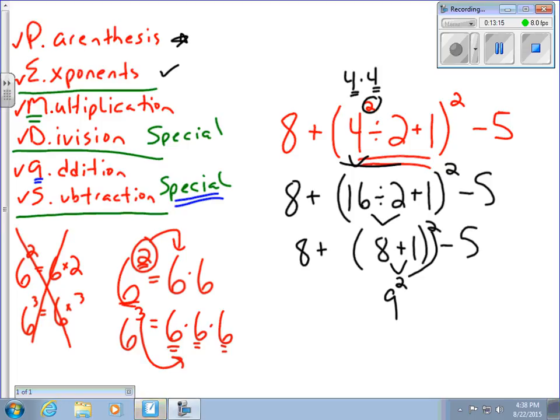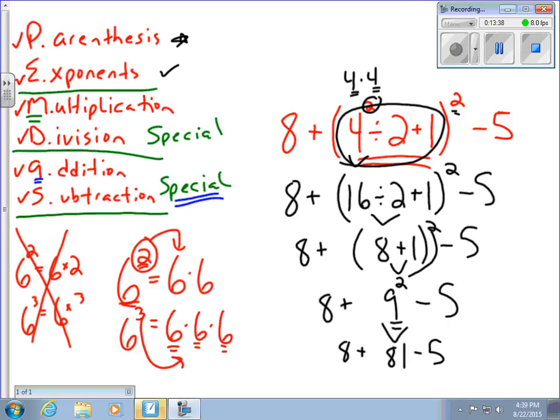So whatever value this came out to be, that was to the second power right here, which I did right here. So I have 8 plus 9 to the second power minus 5. I am all done with parentheses. Now I move on to exponents, and I do have 9 to the second power, which is 9 times 9, which is 81. 8 plus 81 minus 5. I do the addition next because it comes first in the problem. So I have 89 minus 5 equals 84, and that would be my answer for that value.